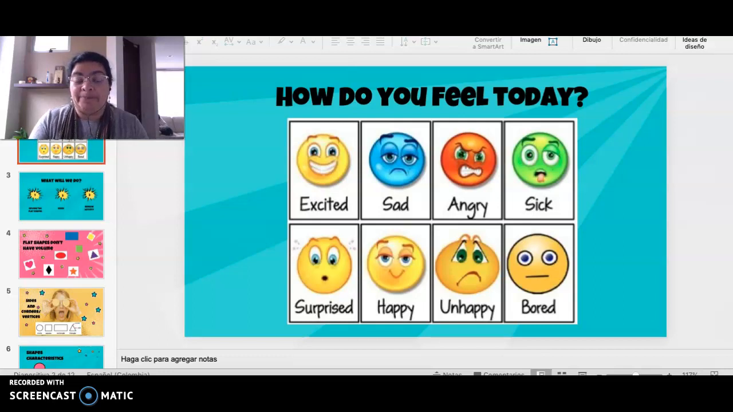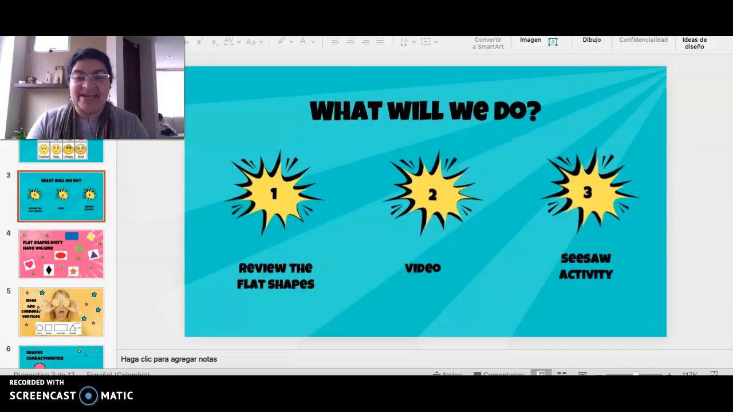Okay? Now, please, what are we going to do today? Well, look. First, we are going to review the flat shapes. Then we are going to see a video and then you will work in a Seesaw activity.